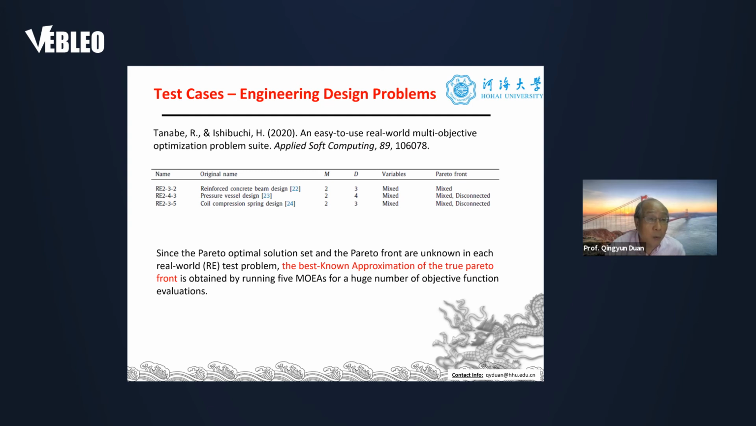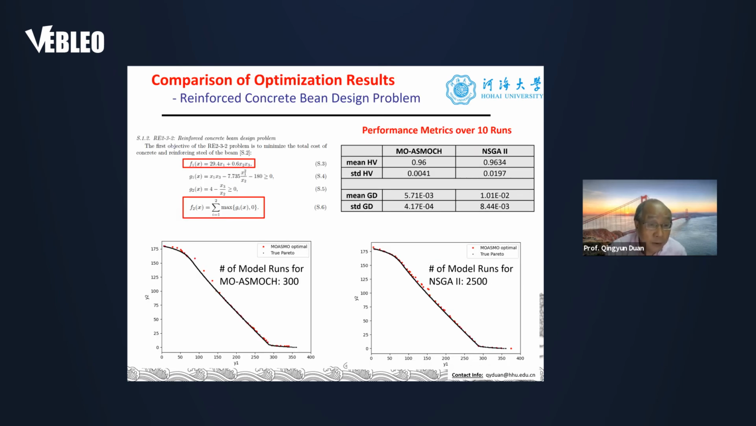And so we work with some problems that I think have some relevance to the materials science and engineering field. So we talk about design: reinforced concrete beam design, pressure vessel design, or coil compression spring design. Those problems come from this reference, Tanabe and Ishibuchi, and we first talk about the reinforced concrete beam design problem. This is the mathematical expression of that. Let's look at the solution.